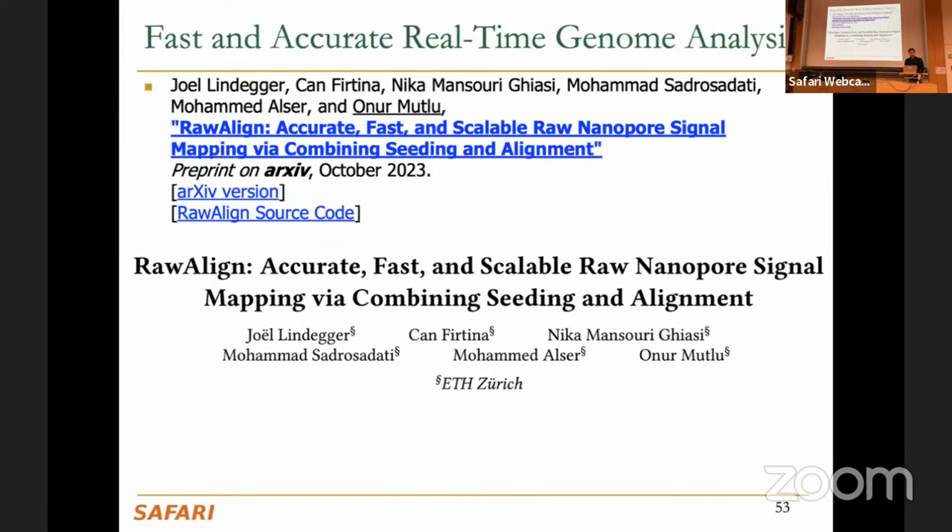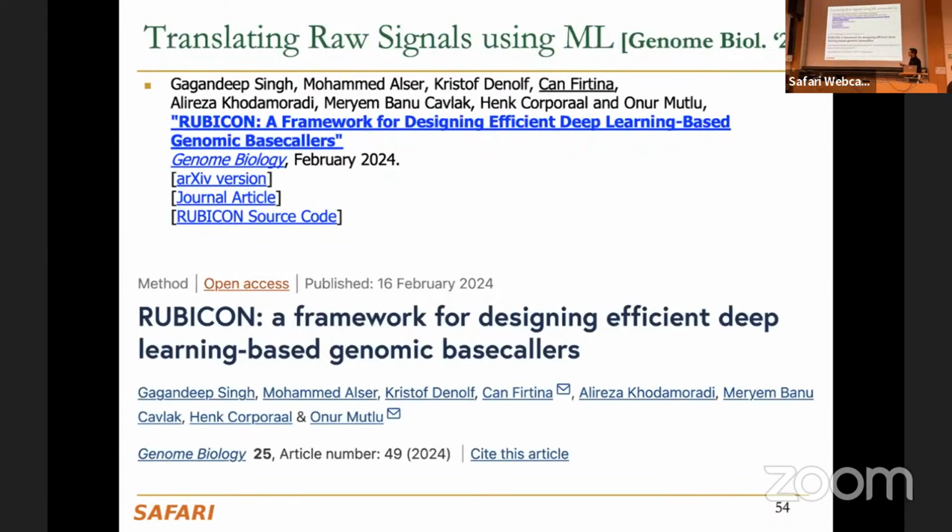We also want to identify the mutations in raw sequencing data without even base calling. This means that we need to align individual signals to a reference genome. This is what RawAlign does. It performs the alignment so that we can identify the mutations in the raw sequencing data without base calling. We also look at how we can make the base calling part more efficient and more accurate. So this is a framework that discusses many opportunities and optimization techniques to reduce the complexity of the deep neural networks that are mainly used in base calling.